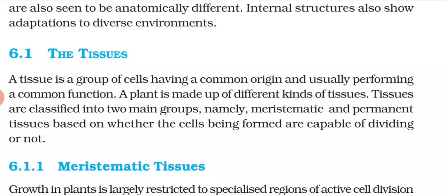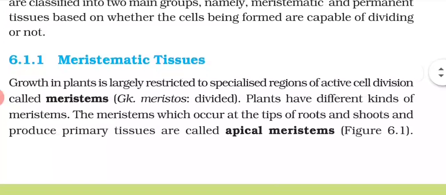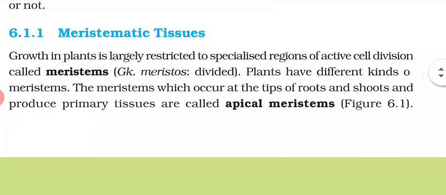Basically, a plant has different kinds of tissue, but on the basis of whether a cell or tissue is able to divide or not, we can divide the tissue into two parts. First, the tissues which are able to divide, we call them meristematic tissue, and the tissues which are not able to divide, we call permanent tissues. Now, what is meristematic tissue?